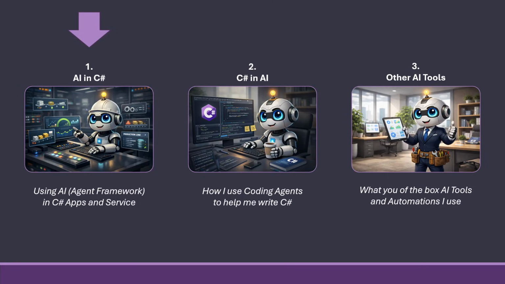So, the first video you're seeing right now is AI and C#, where we will look at how I'm using agent framework in various C# apps and services in order to get them agentic. Part 2 will be the reverse, C# in AI, where we will look into what coding agents I'm using in order to help me write the C# code I write day to day. And part 3 will be other tools, AI tools that are out of the box, automations I use, and so on. So let's get into it.